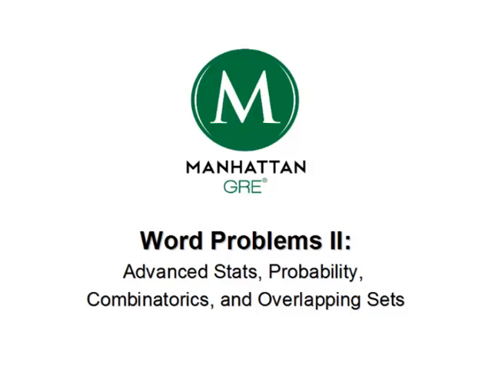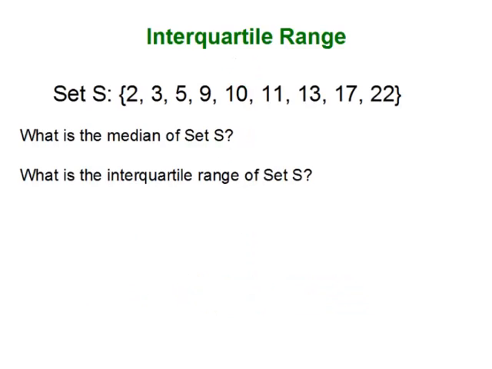Word Problems Part 2 covers advanced statistics, probability, combinatorics, and overlapping sets. I'm Emily Sledge, and that is a lot to cover, so we're going to begin with a topic called interquartile range. This is a statistical measure about a set, and it overlaps quite a bit with the idea of median. In fact, we're going to take a median several times as we find the interquartile range.